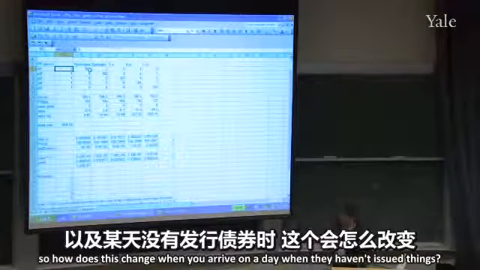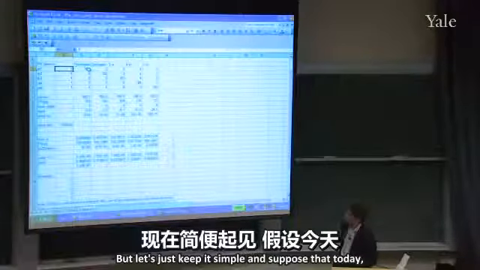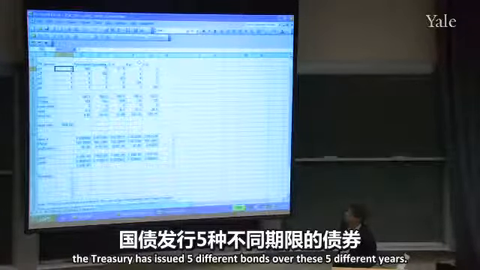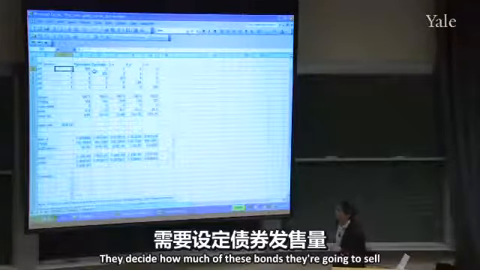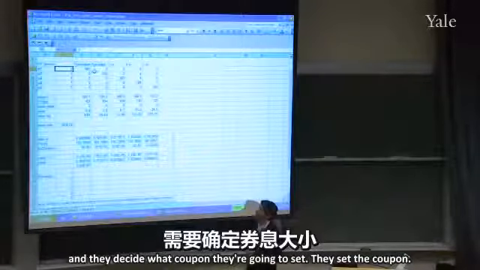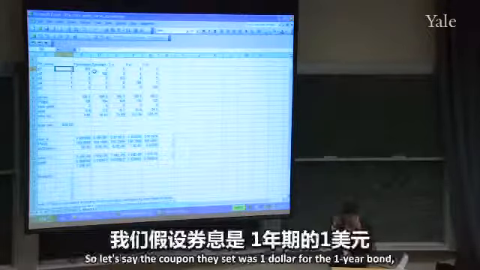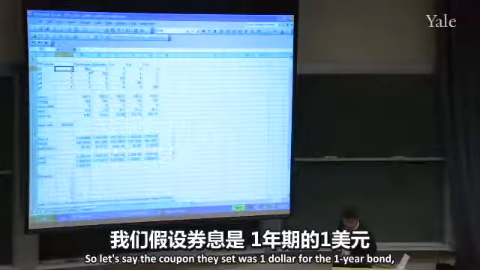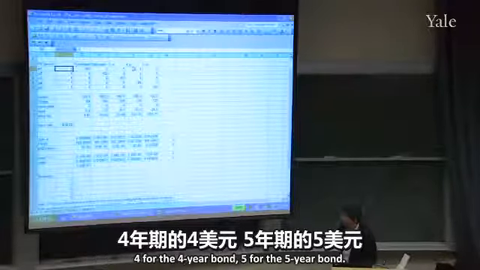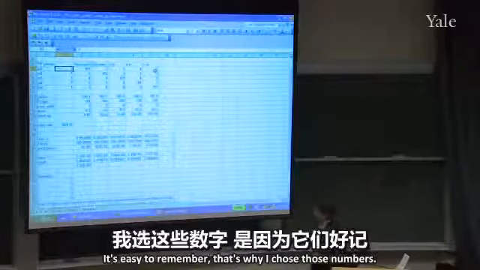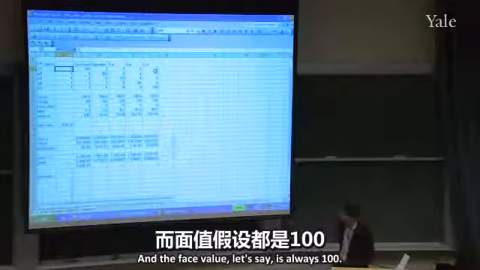So how does this change when you arrive on a day when they haven't issued things? But let's keep it simple and suppose that today the Treasury's issued 5 different bonds over these 5 different years. They decide how much of these bonds they're going to sell, and they decide what coupon they're going to set. Let's say the coupon they set was $1 for the 1-year bond, $2 for the 2-year bond, $3 for the 3-year bond, $4 for the 4-year bond, $5 for the 5-year bond. It's easy to remember. That's why I chose those numbers. And the face value, let's say, is always 100.